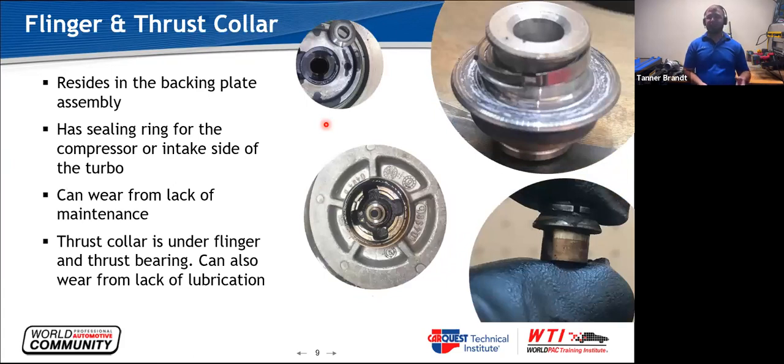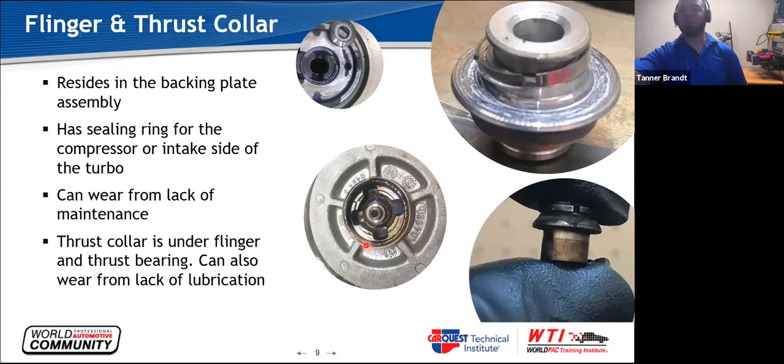On the intake side, the compressor side, there's also a flinger and thrust collar. The flinger, as you can see, also has a piston ring on it. So this is another one. You can see this is worn out. This was worn out because of low oil flow to it.